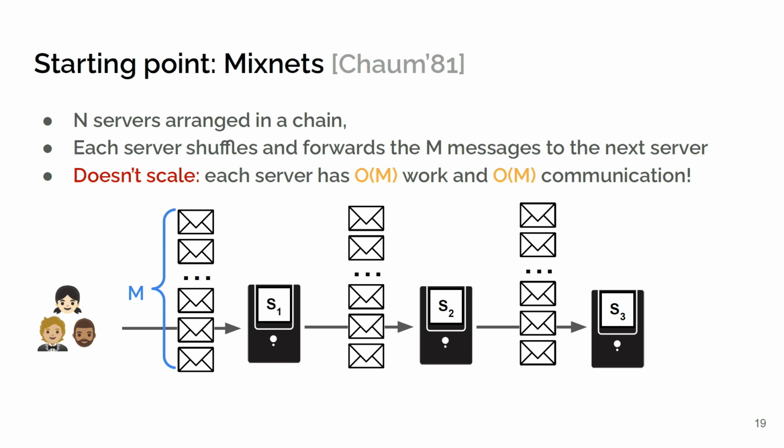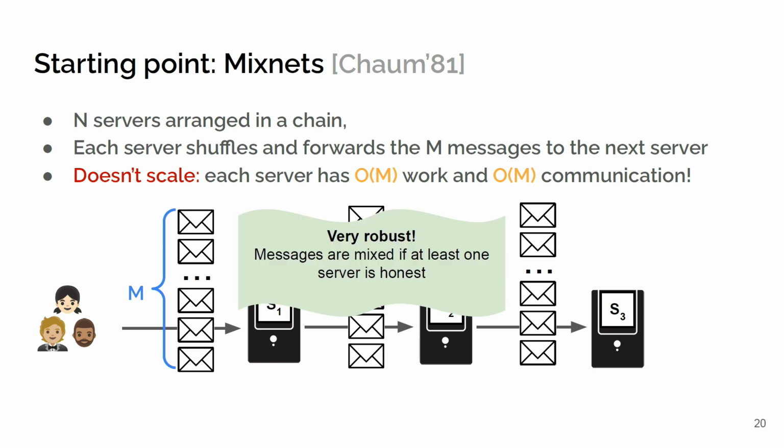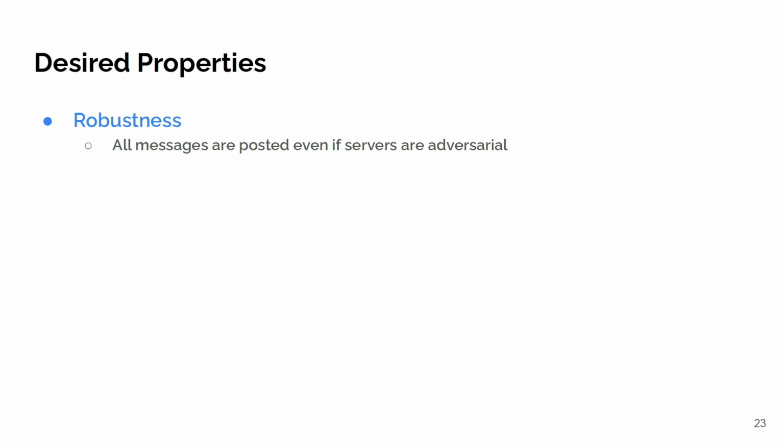You'll note that the work in the mixnet is that each server has to touch all M messages, and then forward M messages, and this happens N times. The mixnet, however, is very robust. As long as at least one of the servers in this chain is honest, they'll ensure that the messages have been shuffled and mixed and therefore are anonymous. So what we want in Trellis is this robustness. We want the messages to be posted even when lots of the servers are adversarial.